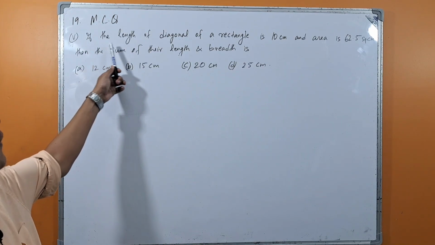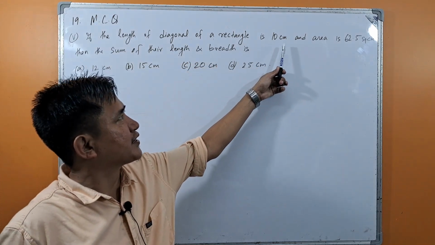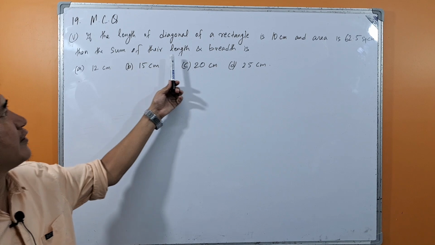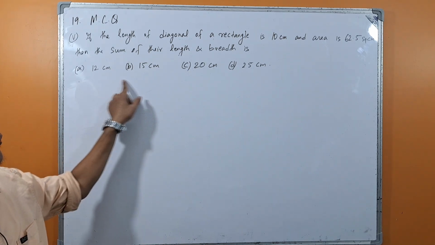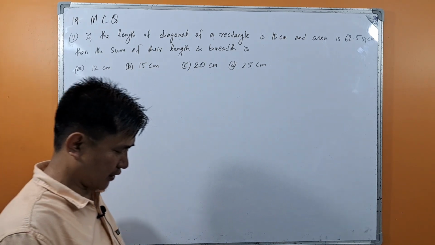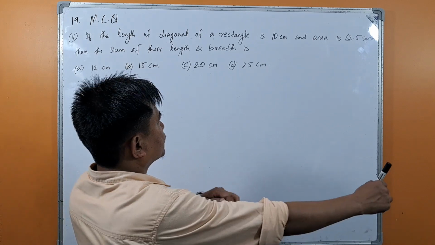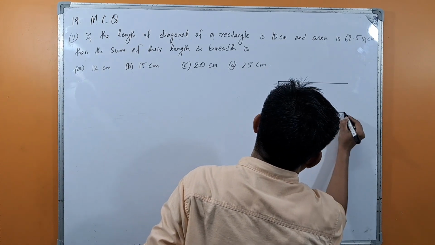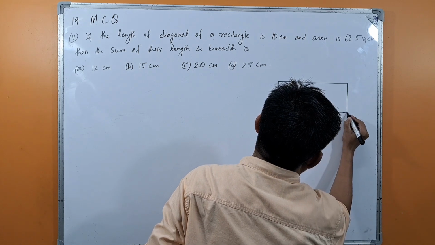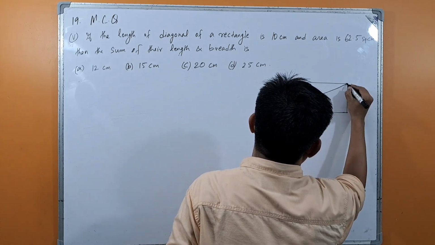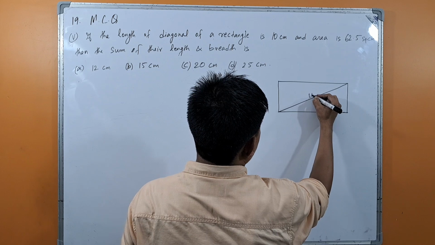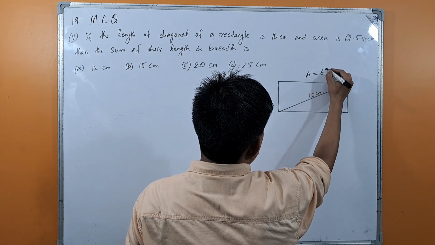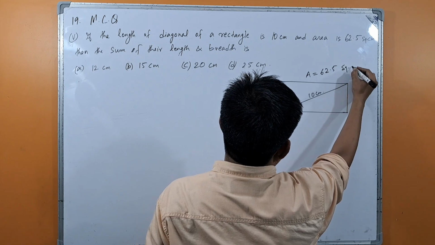Okay? If the length of diagonal of a rectangle is 10 cm and area is 62.5 square centimeter, then the sum of their length and breadth is, we are given 4 options. We are asked to choose the correct one. So let us first understand this question. So this is a rectangle. Length and breadth are not given, but the diagonal of this rectangle is given, that is 10 centimeter, and area is also given. Area is 62.5 square centimeter.